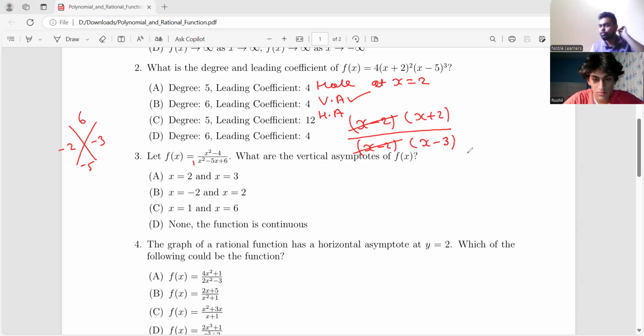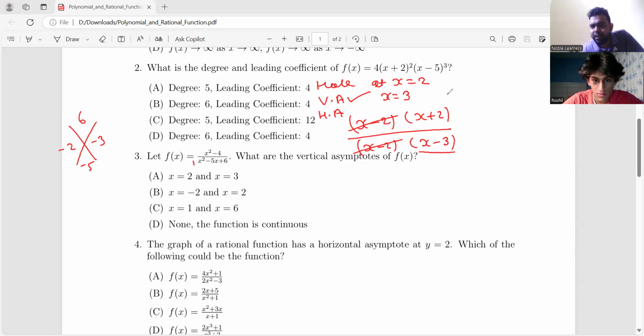What is a vertical asymptote? A vertical asymptote is a point where the function is undefined, where the function is not going to touch. That means you should get a 0 in the denominator. So the vertical asymptote is x equals 3. When you put 3 in the denominator, 3 minus 3 is 0, and this becomes undefined. Understand?